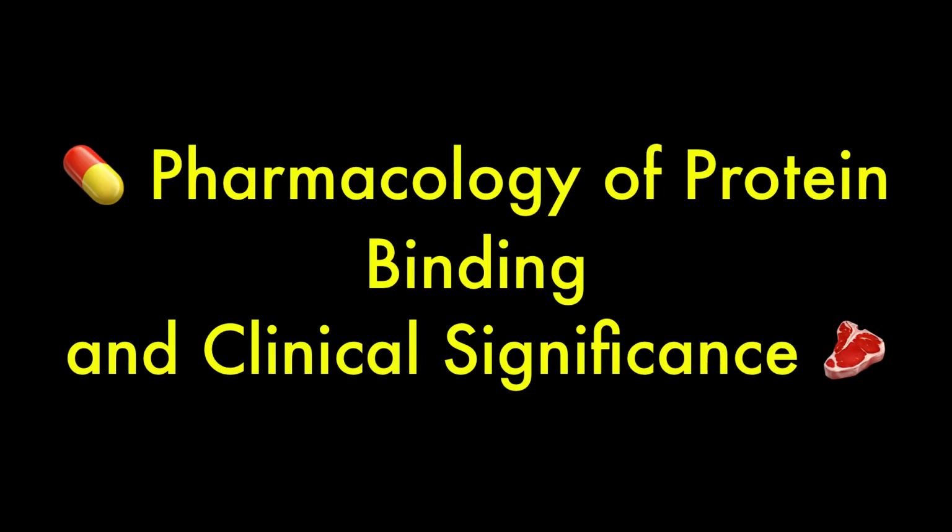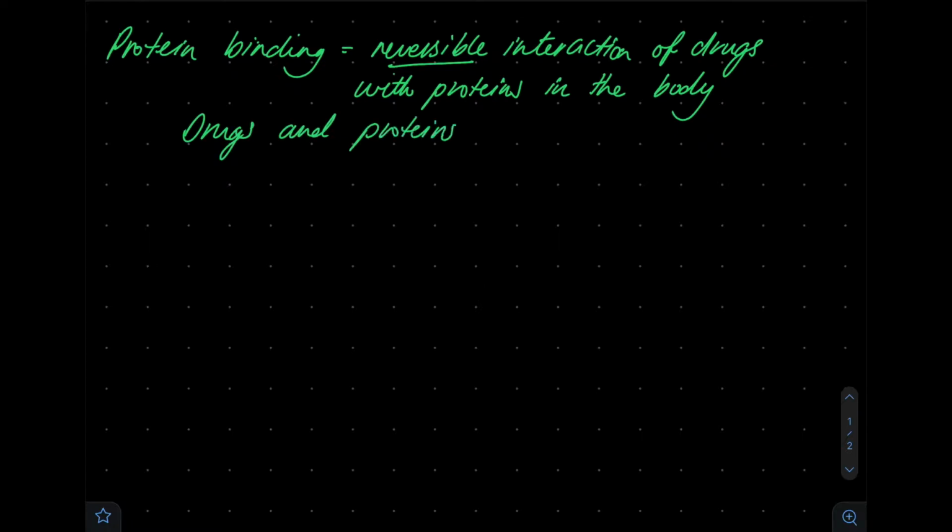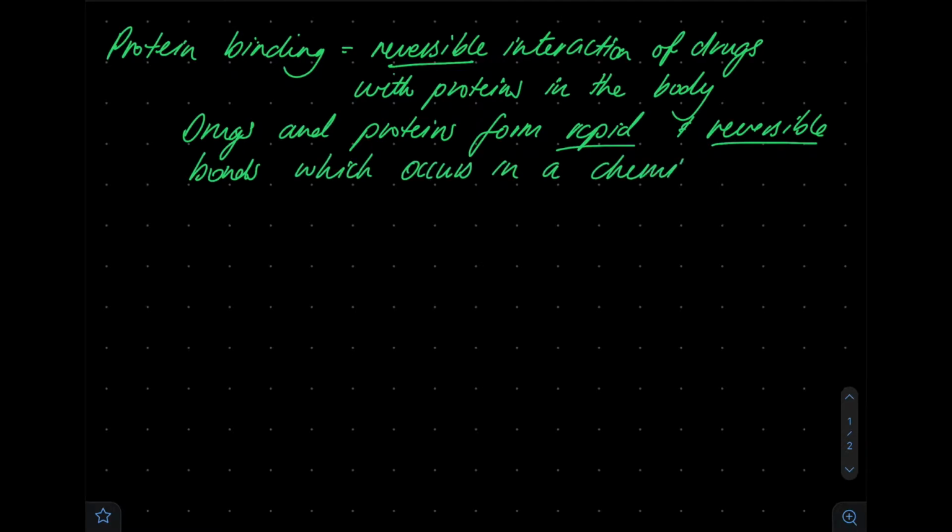Today we're going to cover the pharmacology of protein binding and its clinical significance. Let's start by defining what protein binding is. Protein binding describes the reversible interaction of drugs with proteins in the body. Now, drugs and proteins interact in such a way that they form rapid and reversible bonds which can be represented as a chemical equilibrium below.